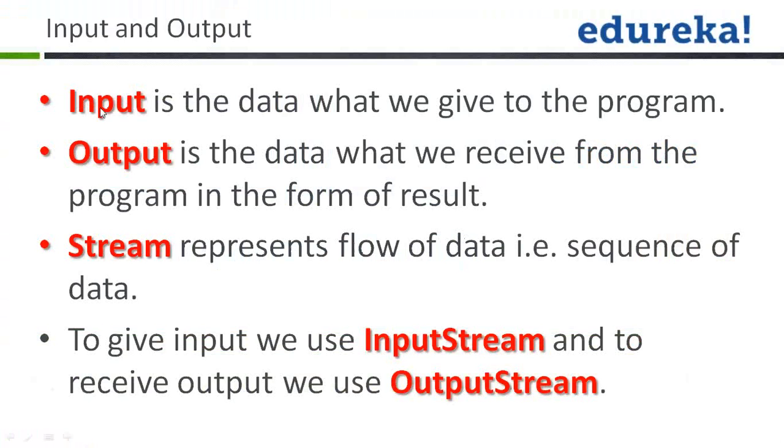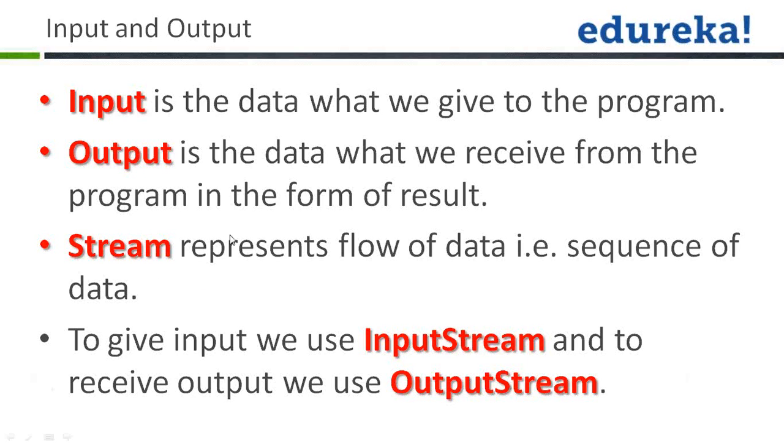Moving on, input is the data that we give to the program, right? You enter the input using your keyboard. The program asks you to enter a particular value or data. You just use your keyboard to enter it, and that is called input. That value is actually used in that program itself. Output is the data that we receive from the program in the form of a result that is displayed on the console window in the case of Java programs.